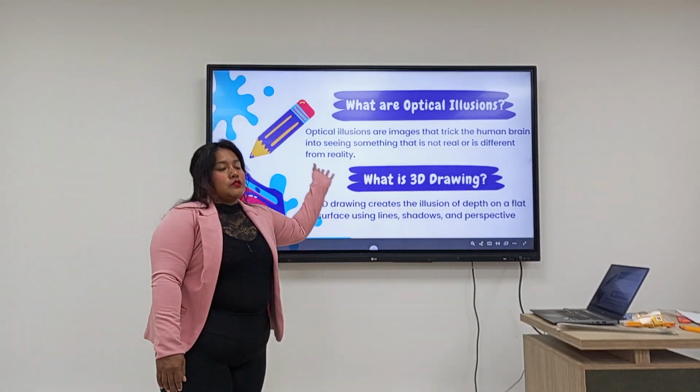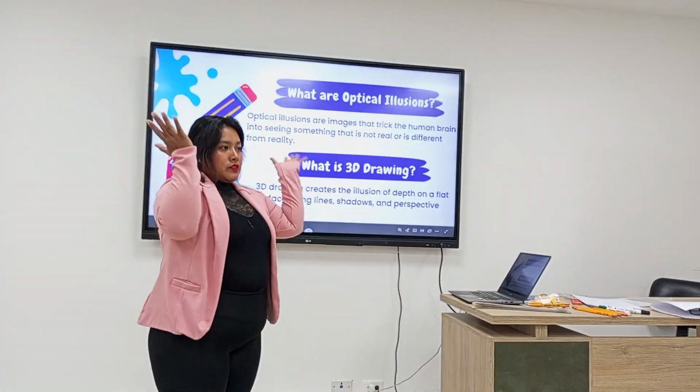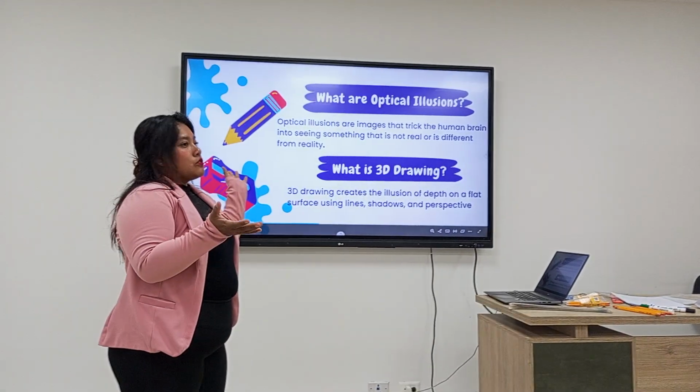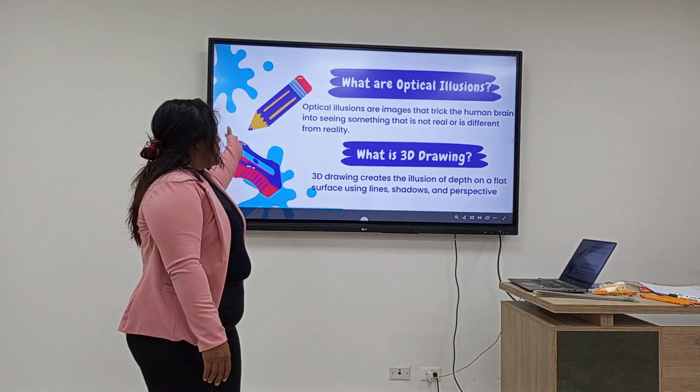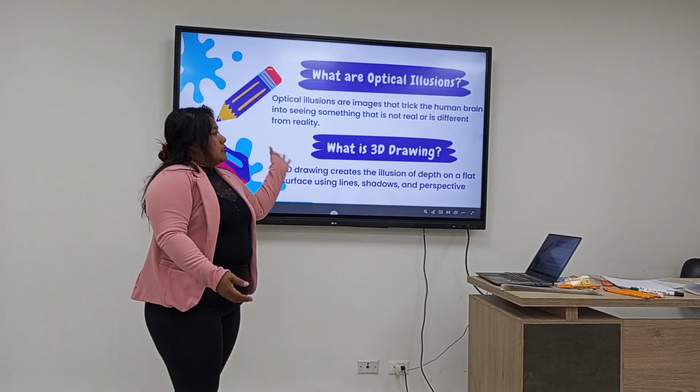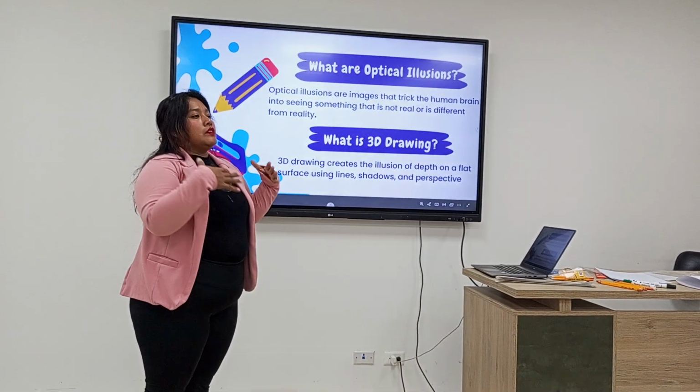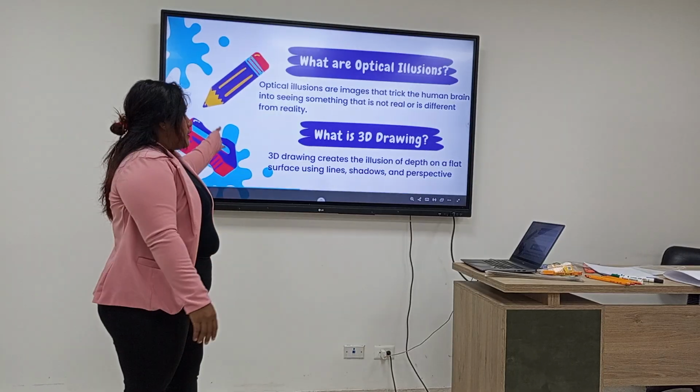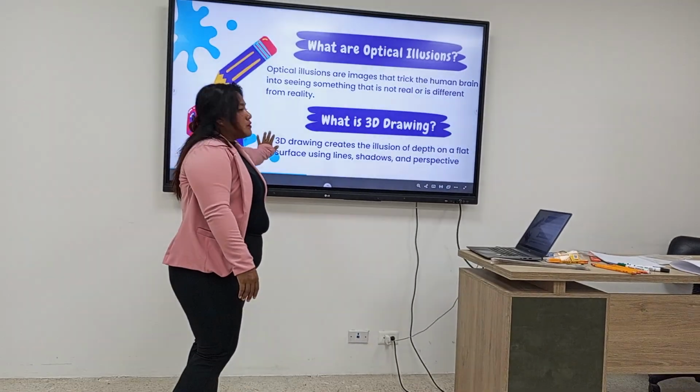What are optical illusions? Optical illusions are images that trick the human brain into seeing something that is not real or is different from reality. Okay. What are the optical illusions? They are created to imagine. Sometimes it is not real. They create visions in the human. This is the optical illusions.